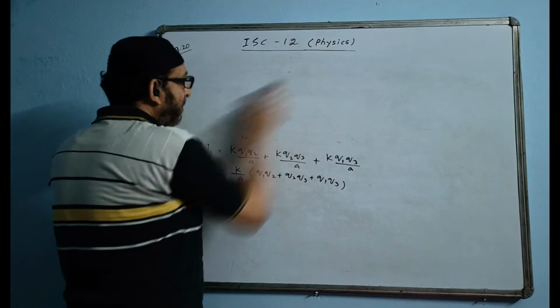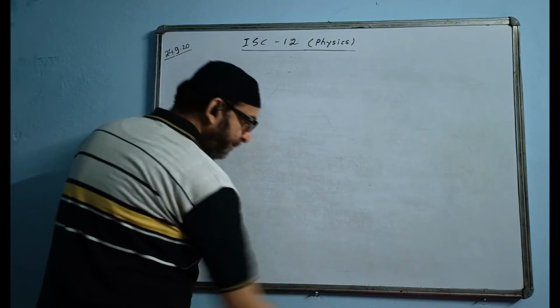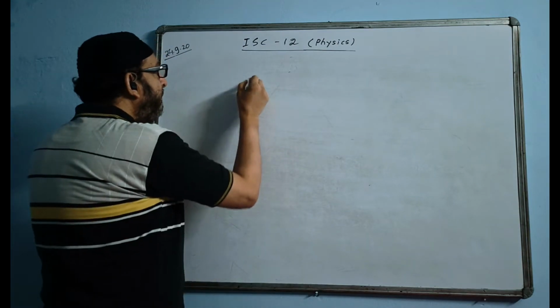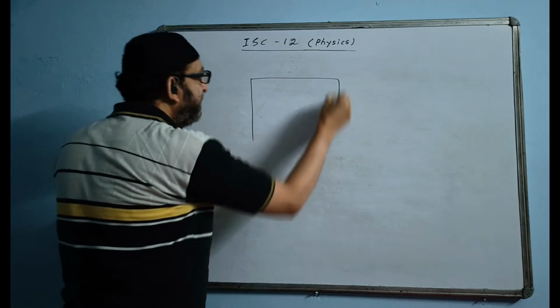One more question is there on this. They may show a diagram like this. There is a square.